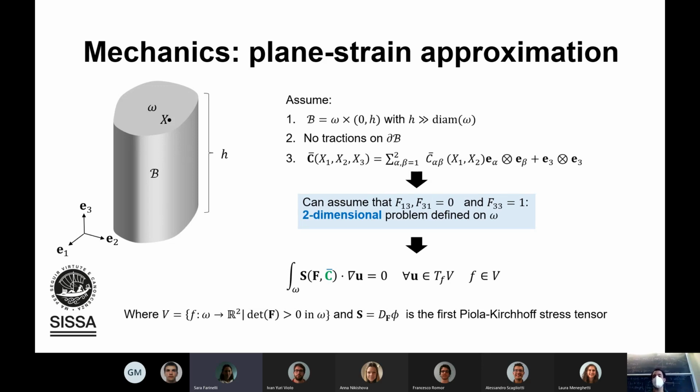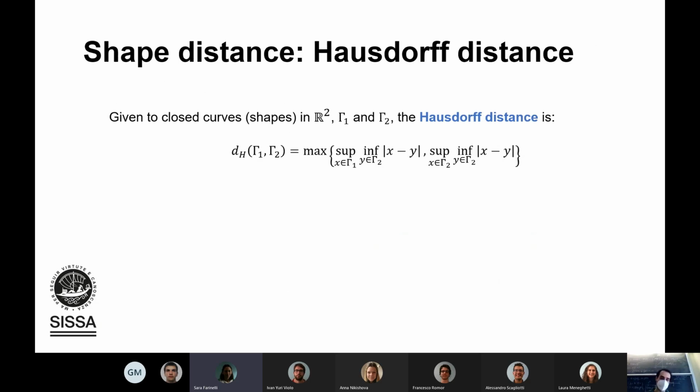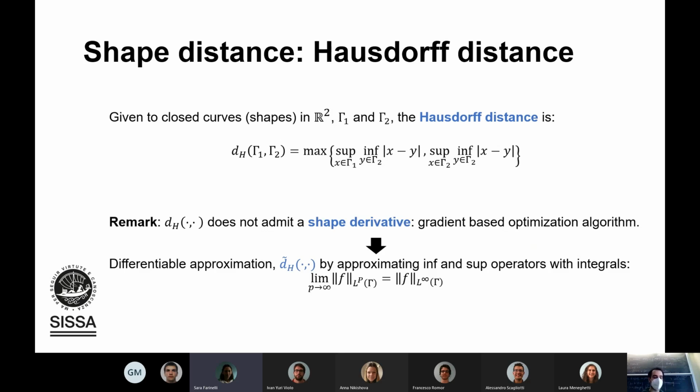Okay, the second ingredient is to define a notion of distance between shapes. The notion of distance that we adopt is the classical Hausdorff distance, which is defined in this way. Just a remark that this distance is not suitable for our purpose, in particular for numerical implementation of the problem, because of the sup and inf operators, it doesn't admit a shape derivative. Indeed, we want to use a gradient-based optimization algorithm, so we need this derivative.